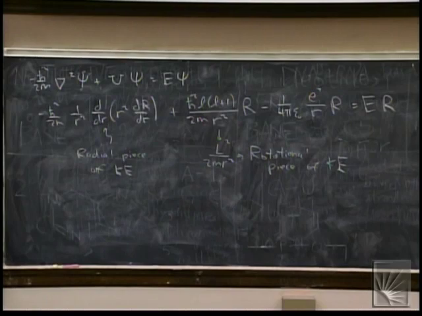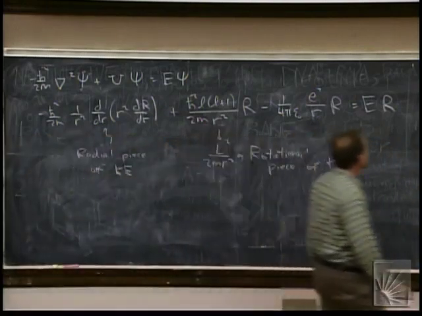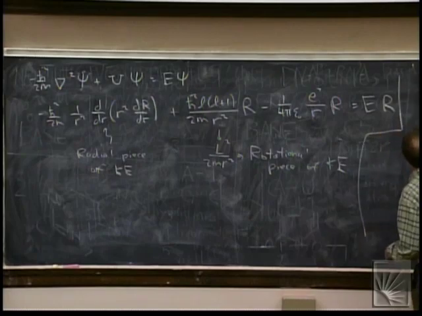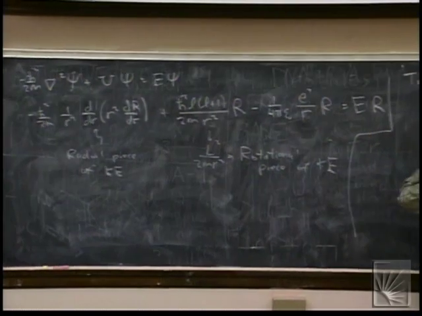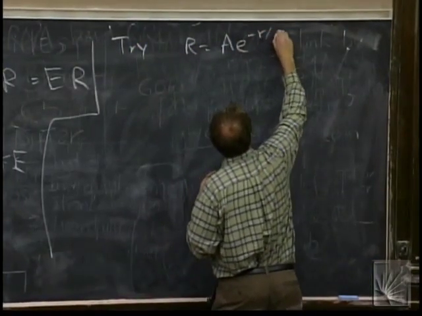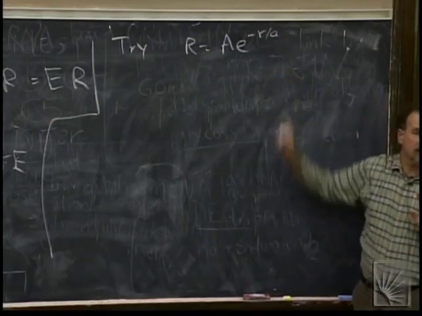We need things like that, very much like we had for the example of the simple harmonic oscillator. In fact, the simplest solution, let's just try a very simple solution. Let's try R equals A e to the minus r over little a. Okay, where little a is clearly going to have units of length.